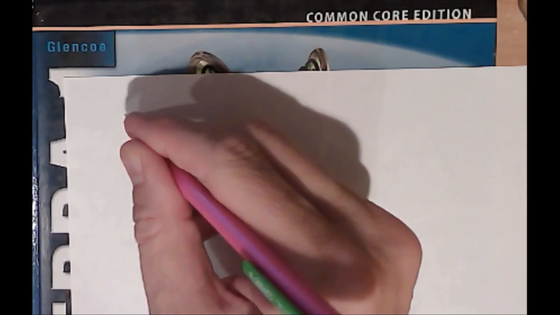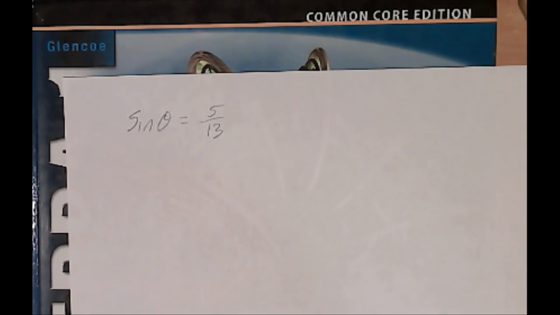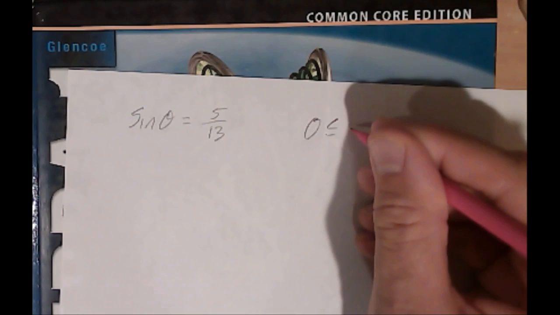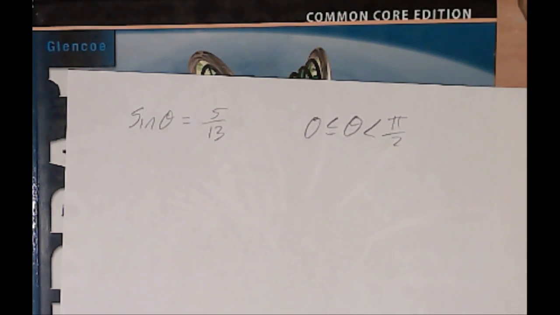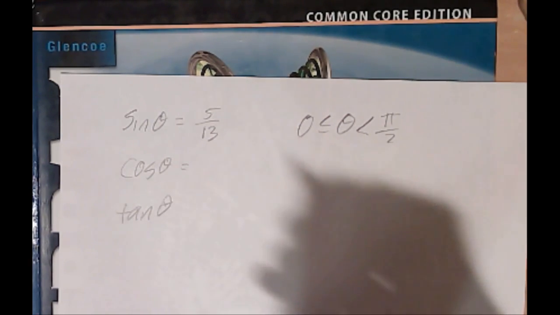Yeah, all right, so let's do another one where we're going to find, let's say that we are given that sine of theta equals 5/13. That sounds awful, but let's do it. Sine theta is 5/13, and we know that theta is between 0 and pi over 2. Okay, so pi over 2 is 90 degrees, so we're looking at the first quadrant here, and we want to find cosine and tangent. So we're going to find cosine of theta and tangent of theta.